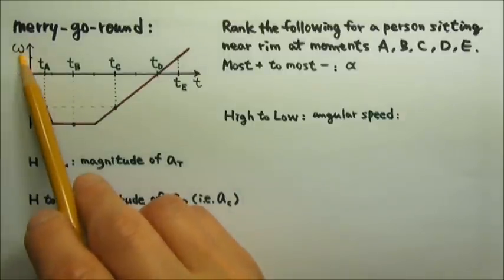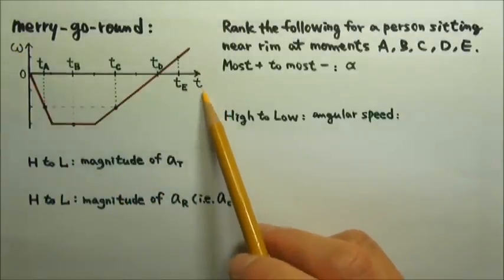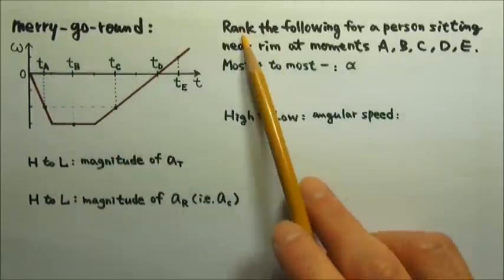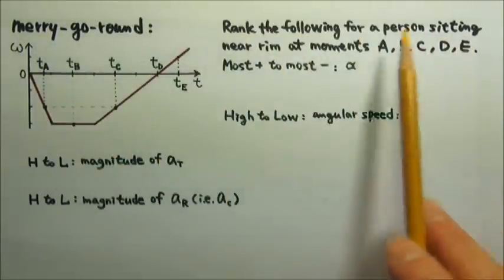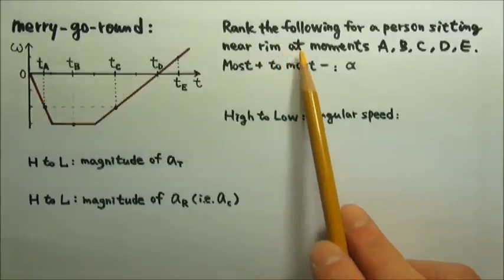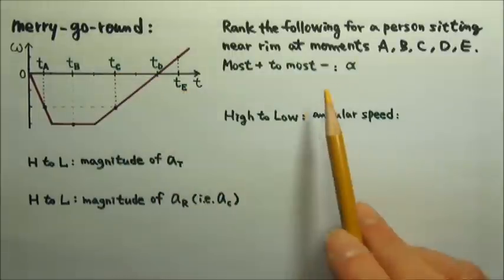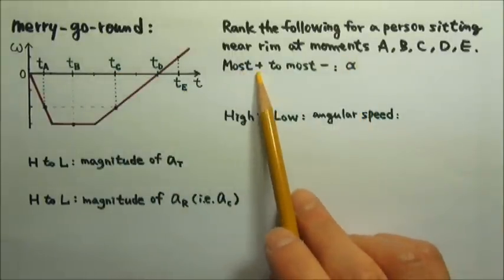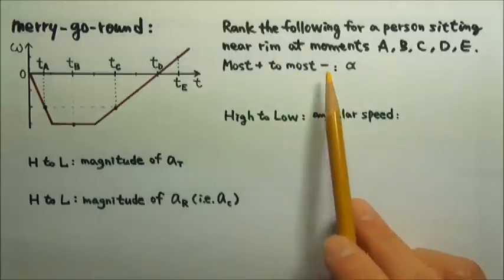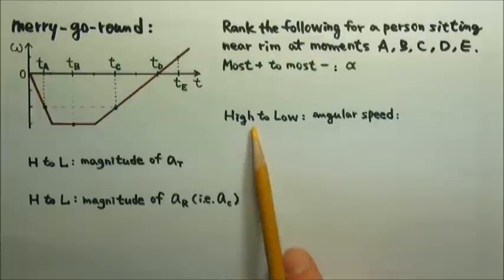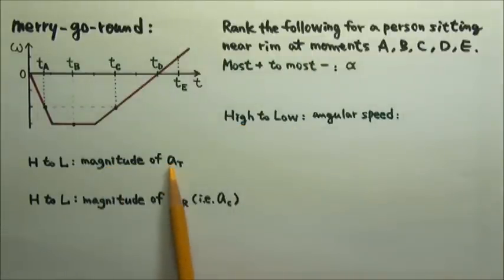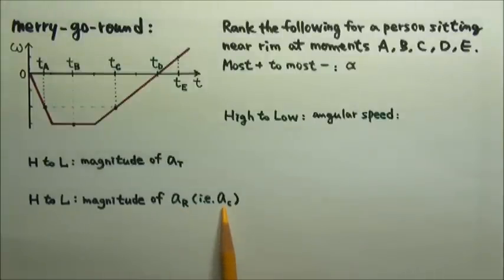This is an angular velocity as a function of time graph for a merry-go-round. Rank the following for a person sitting near the rim of the merry-go-round at moments A, B, C, D, and E: the angular acceleration from the most positive to the most negative, the angular speed from high to low, the magnitude of tangential acceleration, and the magnitude of the radial or centripetal acceleration from high to low.